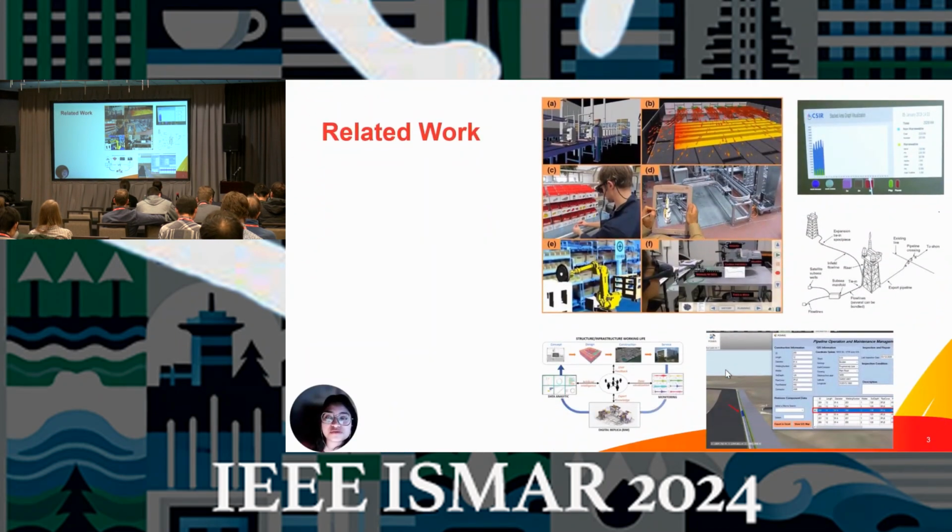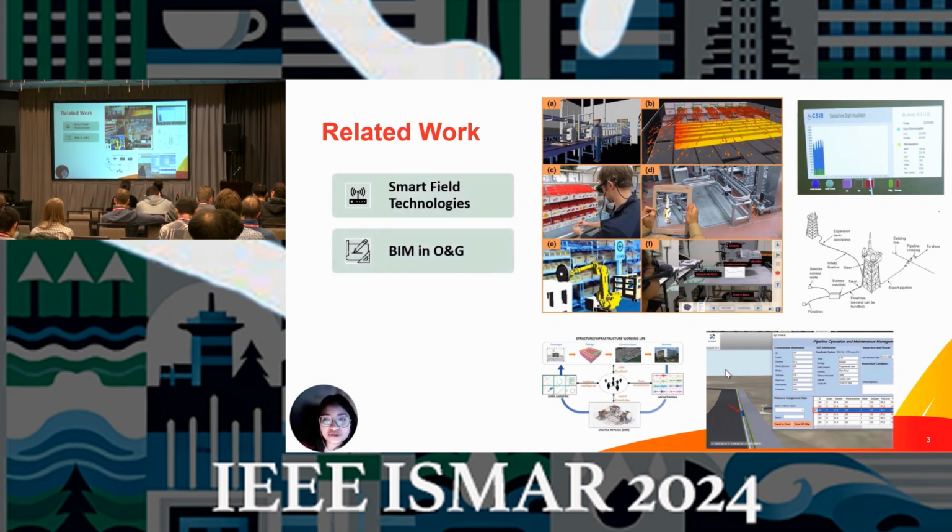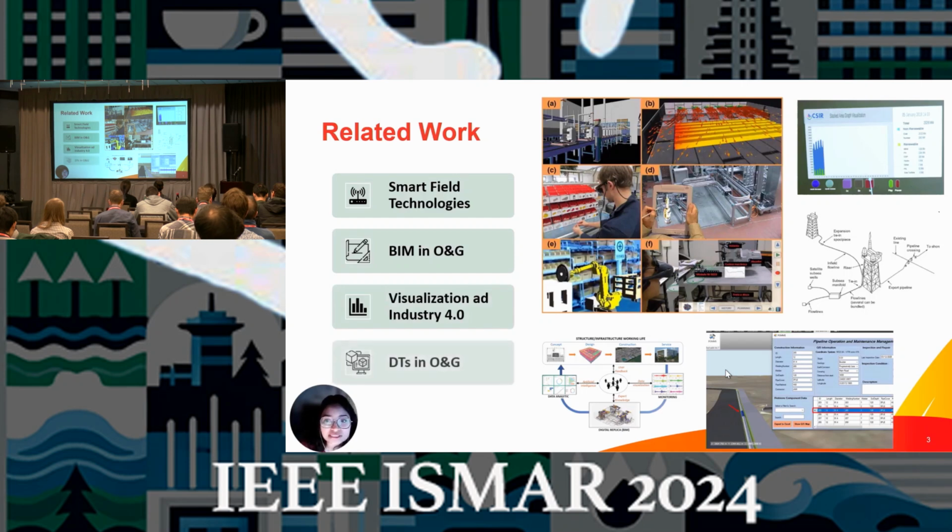Our related work spans several key areas in the oil and gas sector. We start with smart field technologies to improve data collection and automation, then building information modeling in oil and gas to streamline design and construction. We also looked at visualization tools and applications in other heavy industries like manufacturing. Lastly, digital twins to transform operations in other areas of the oil and gas sector.